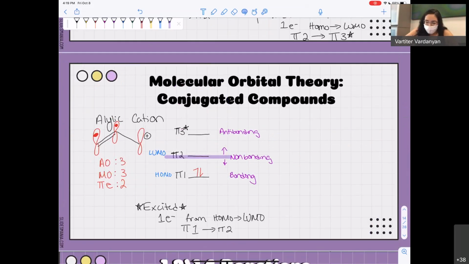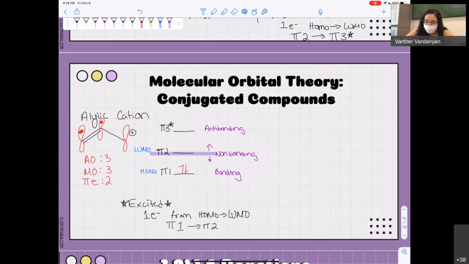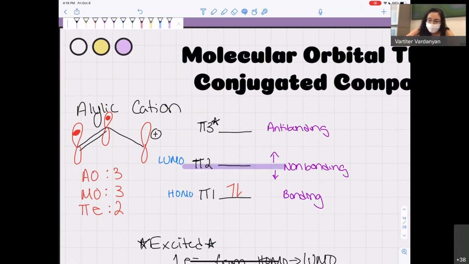All right, so moving on. So we have the allylic anion, and yes, I am cheating again. Deal with it.